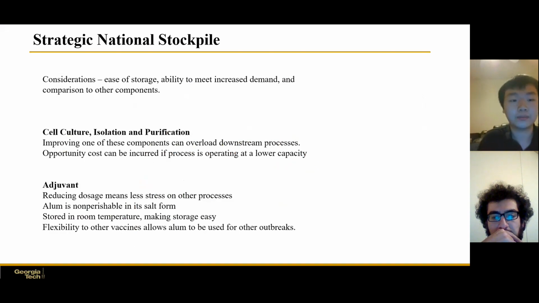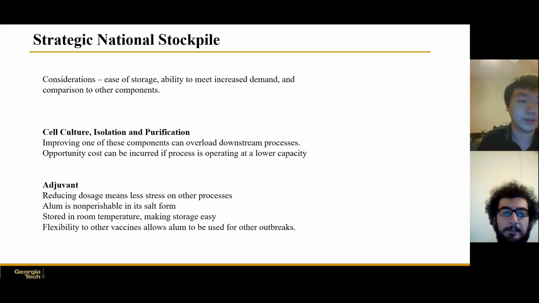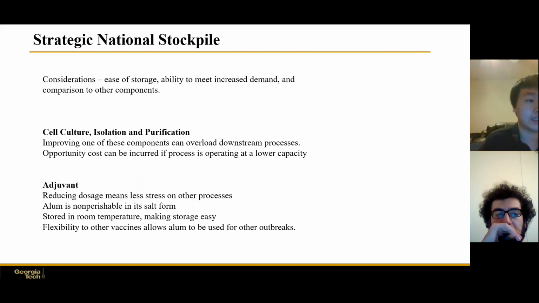So we had to pick an ingredient, or a component, to focus on for the outbreak, and we decided to choose the adjuvant. We considered the ease of storage, the ability to meet the increased demand due to an outbreak, and the comparison to the other components. So for the cell culture, isolation, and purification, they all had a very similar problem, which is the overload of downstream processes.